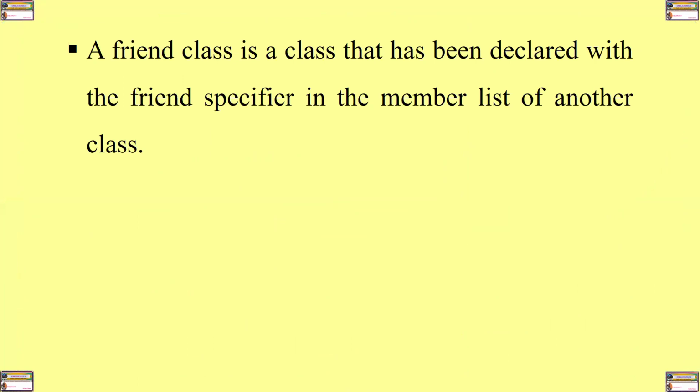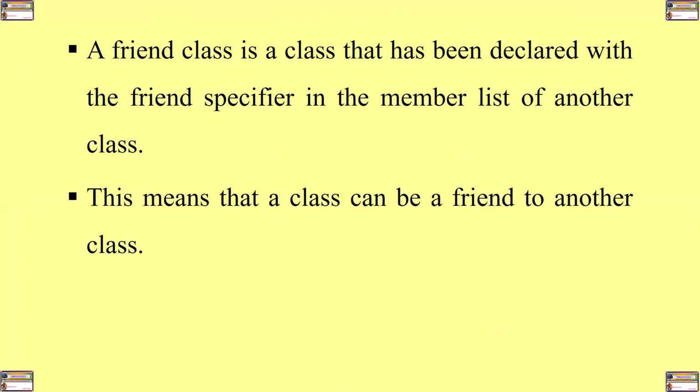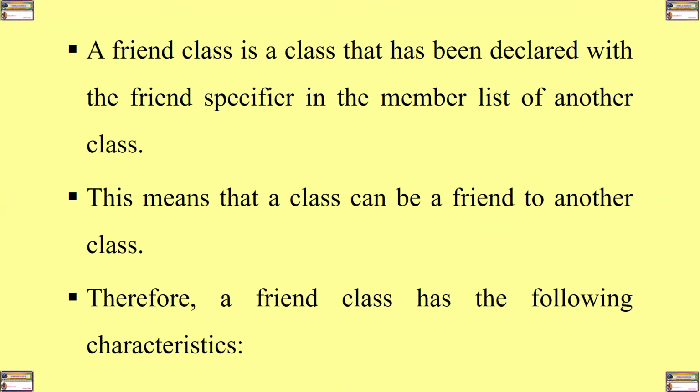When we talk about a friend class, what is a friend class? A friend class is a class that has been declared with the friend specifier in the member list of another class. This means that a class can be a friend to another class. Therefore, a friend class has the following characteristics.